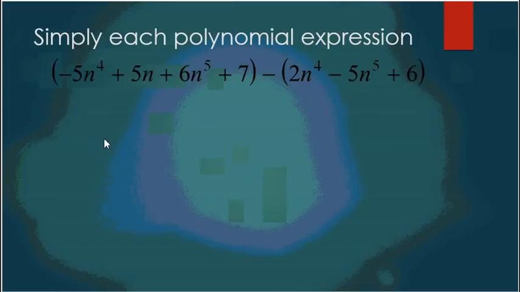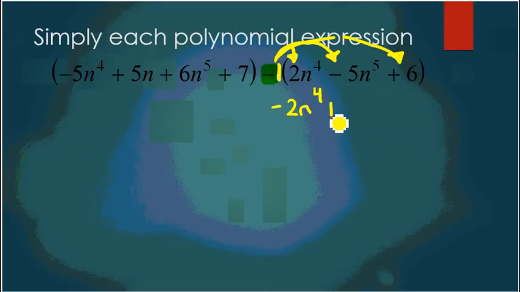All right, for this one, and again, I need to be cautious to simplify this one because of the minus sign right there. If you remember, that means minus 1. So I'm going to distribute a minus 1 and distribute yet again. So that's negative 2n to the fourth. Negative 1 times negative 5 is plus 5n to the fifth.